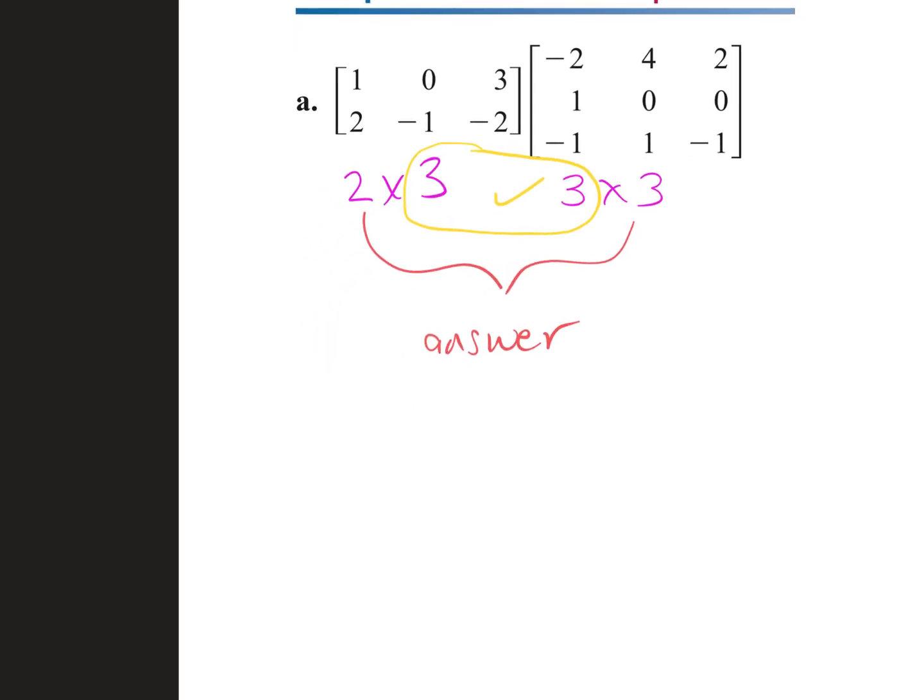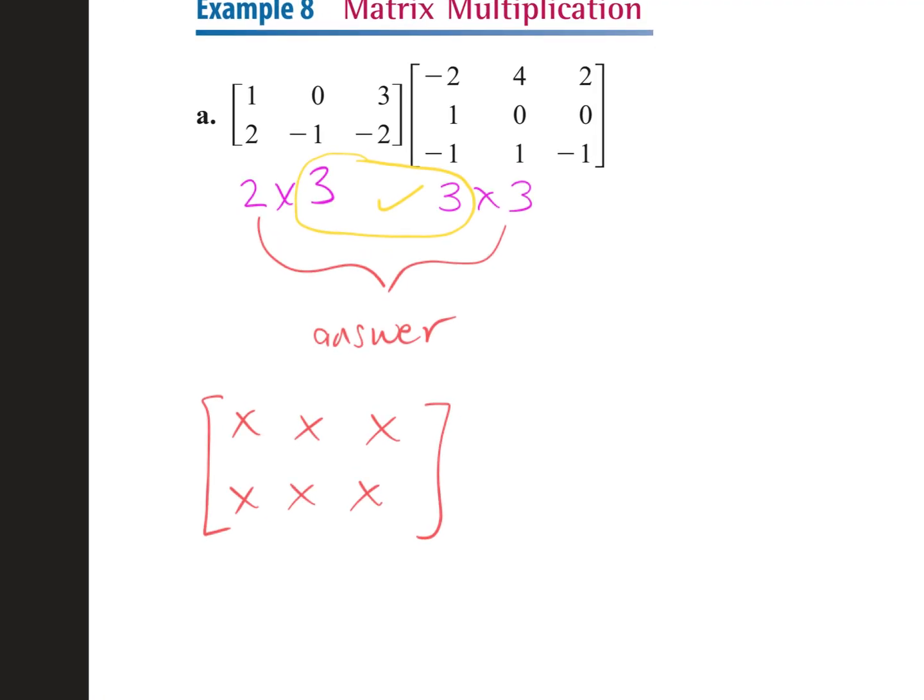So give yourself a quick little picture. It's going to be 2 rows and 3 columns. So it's shaped a little differently. So now we're going to have 3 numbers that we have to multiply and add together. No big deal. I'm going to work on this piece right here.